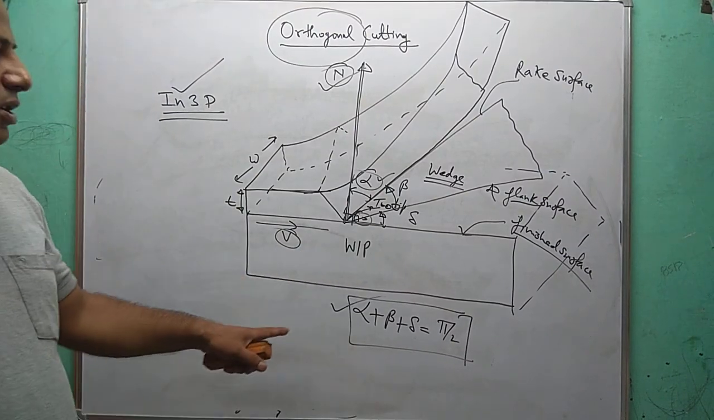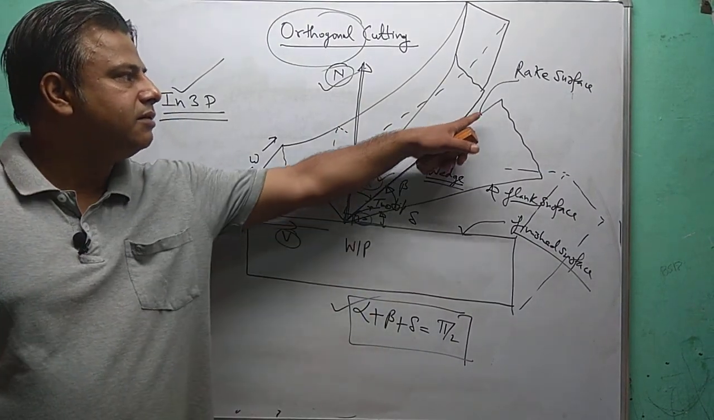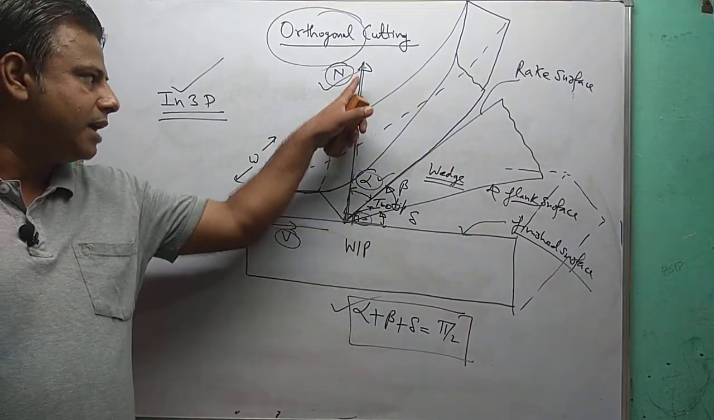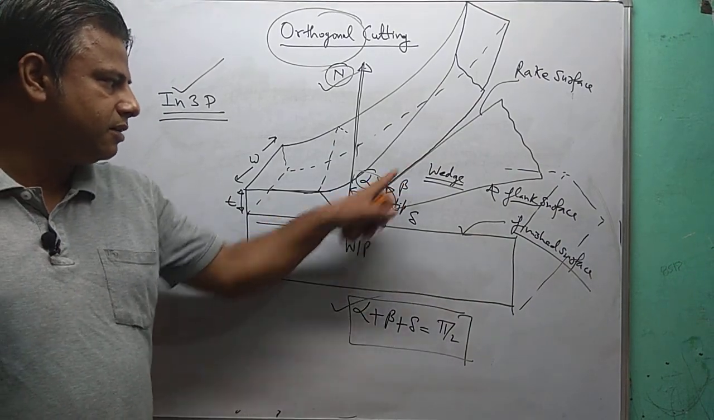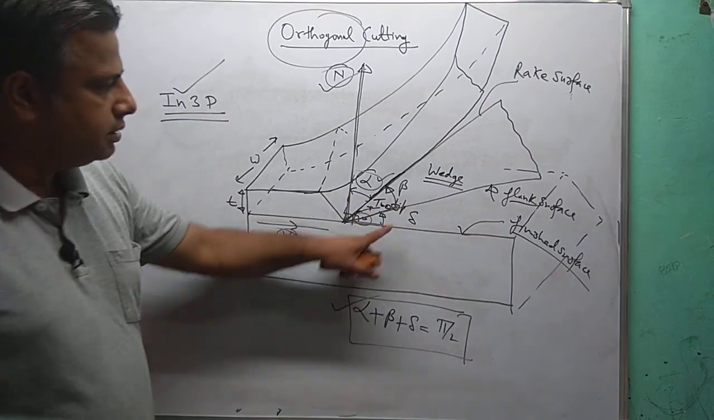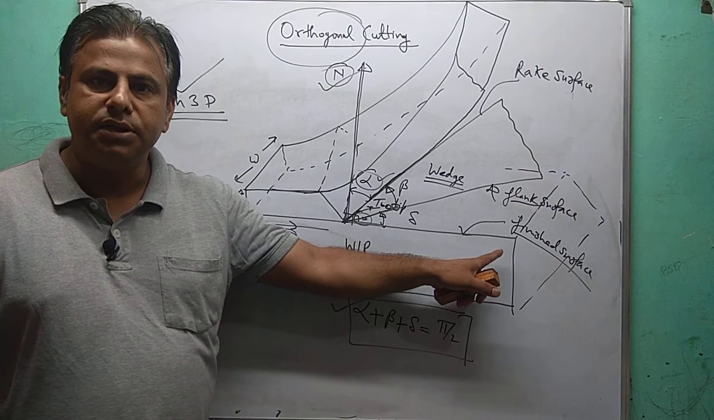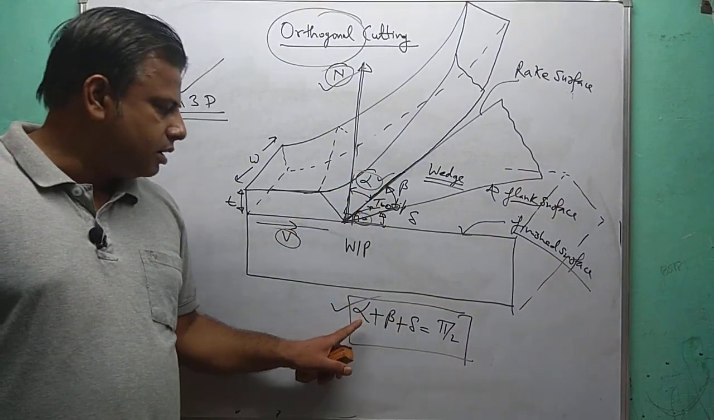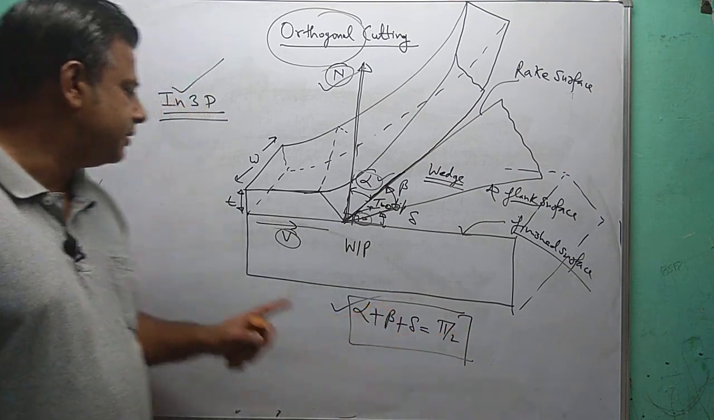In orthogonal machining operations, this is my rake angle. Rake angle means the angle made by this rake surface with respect to the normal plane. This is my wedge angle, and this is the clearance angle. Clearance angle means the angle between the flank surface and the finished surface. So from the geometry, alpha plus beta plus delta is equal to 90 degrees.